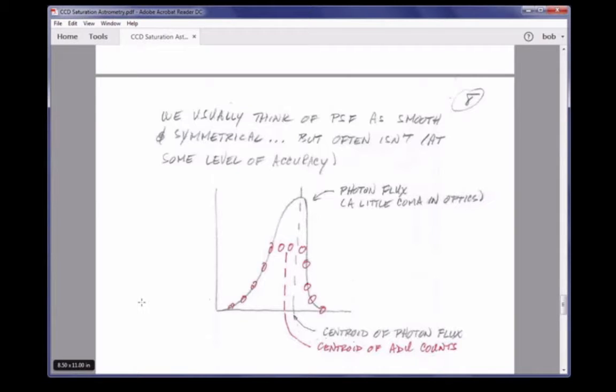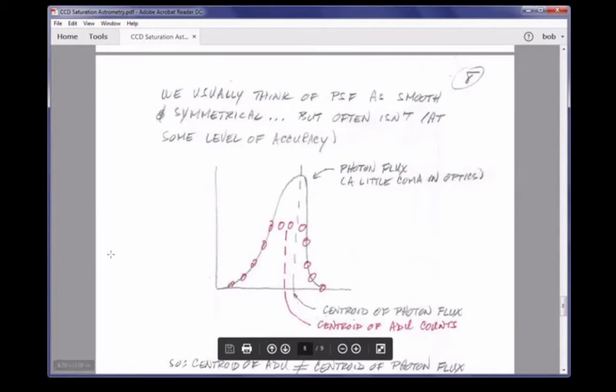Well, so this centroid here, the dashed gray line, even despite the fact that there's some coma in the optics, we would say that that dashed gray line is more representative of your centroid? Yeah. Than red? I see. Yeah, it's still, although it's distorted, it's still the best representation of the location of the star.